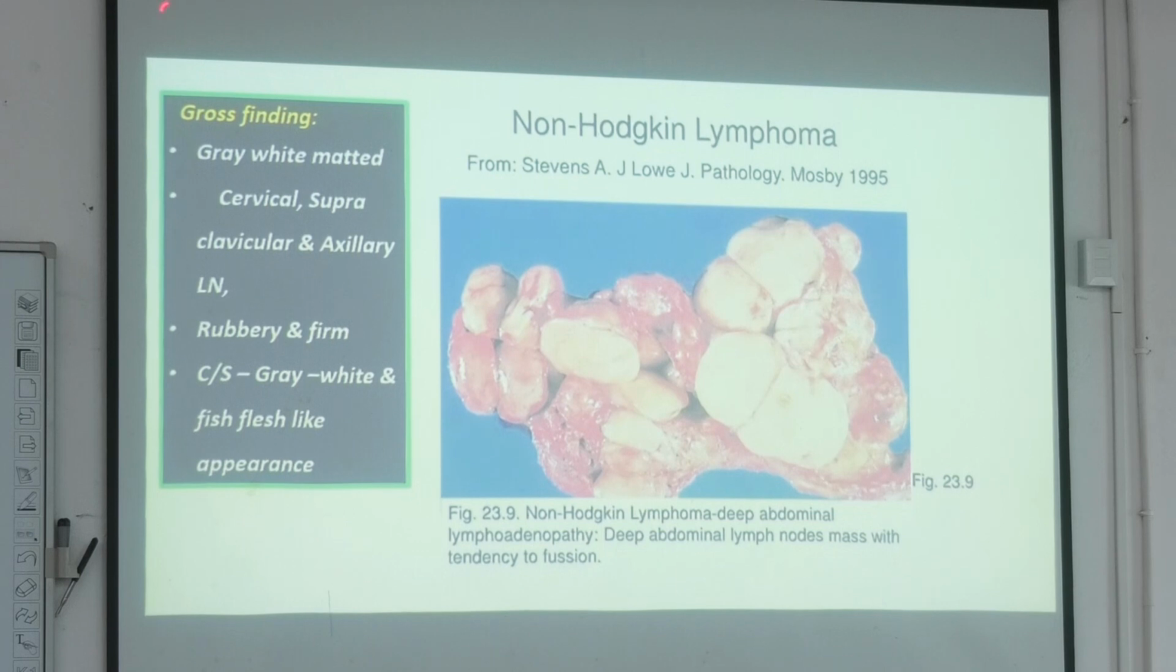This is the lymph node. These are the matted nodes on cut section. It is rubbery, grey-white, with a fish-flesh appearance. The lymph nodes are round to oval, more than 2 cm in diameter, maybe single, maybe multiple. They are painless, and on cut section they feel rubbery and show a fish-flesh appearance.